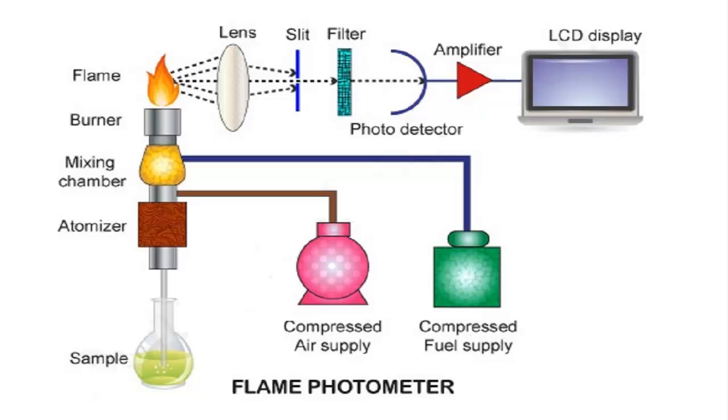Lenses are used to concentrate the light emitted by the flame, and the number of filters equals the number of elements that the device can measure. In fact, each element has its own filter. The exhaust air from the compressor and the liquid sample are mixed in a chamber called the mixing chamber and then sprayed on the flame.